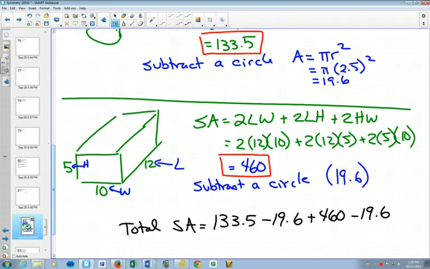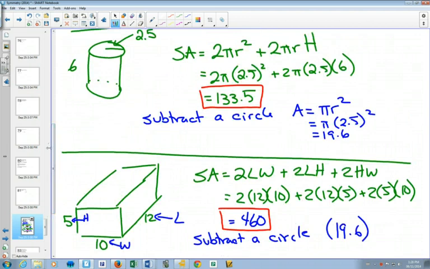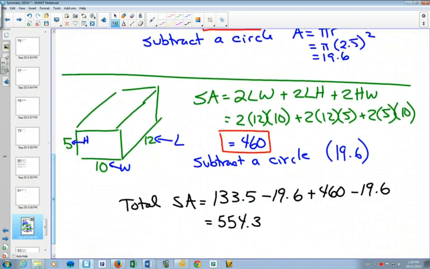Type this whole thing into our calculator. And we get 554.3. So on your quiz tomorrow, part A will say either the cylinder or the rectangle, find the surface area of that first. Then part B will say find the surface area of the other one second. And then part C will say think about what you have to subtract when it's put together. What would the surface area be when it's put together?